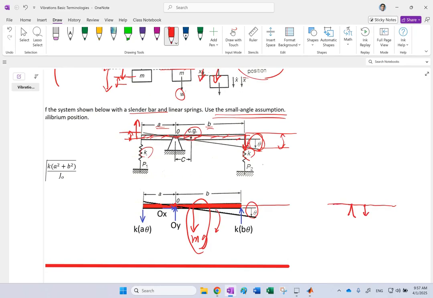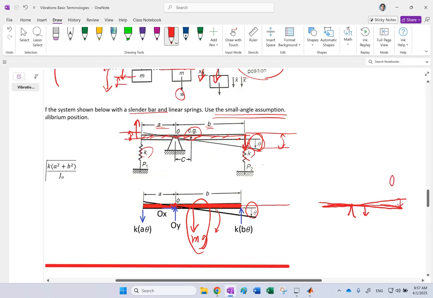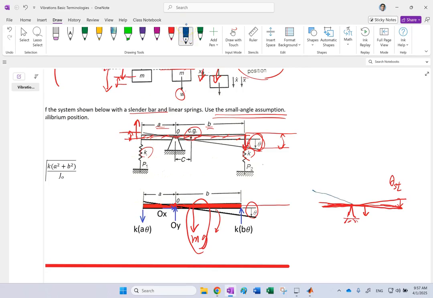So initially, your seesaw is not going to be perfectly horizontal to begin with. You initially have some theta static for the system to be at equilibrium. Then your theta, if you draw this seesaw again, your theta is really measured from that static one.